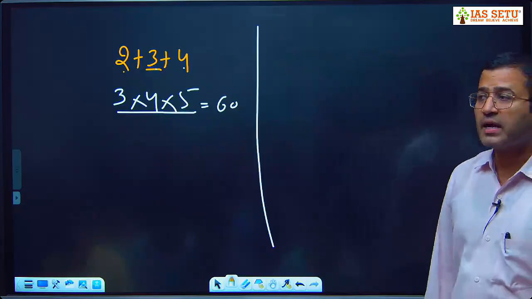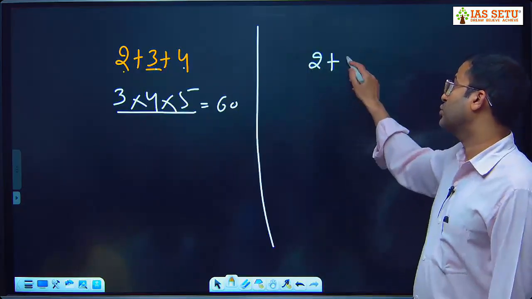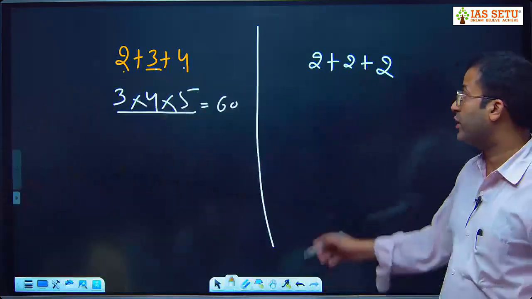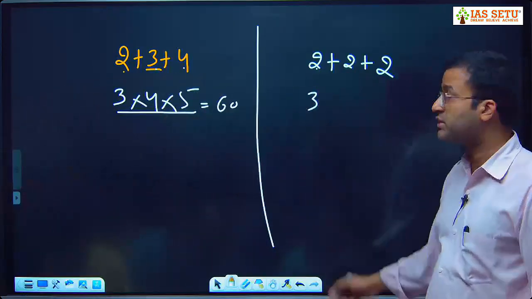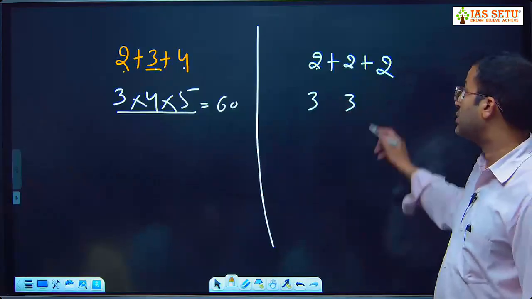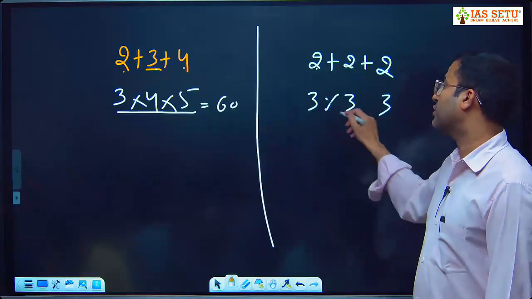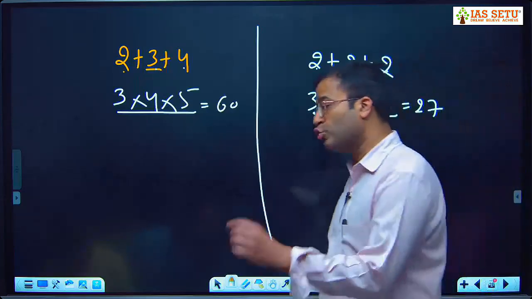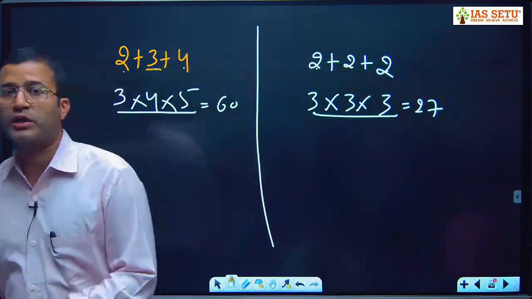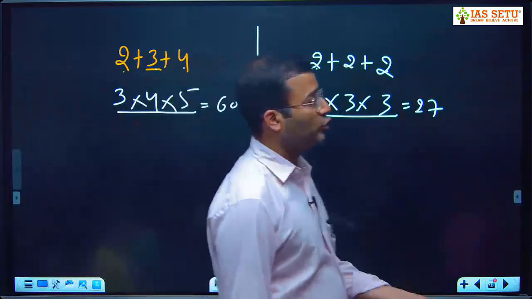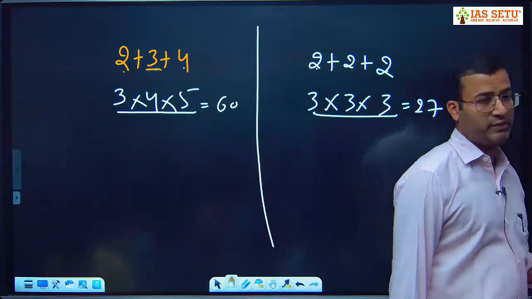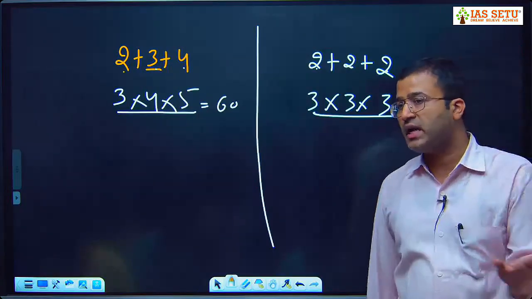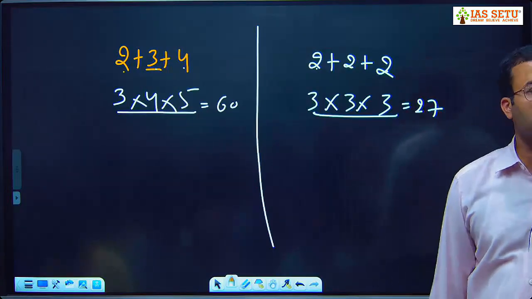If the examiner asks you to make 2 cuts on x, 2 cuts on y, 2 cuts on z, and the number of pieces is asked, what can you do? 2 cuts give you 3 pieces, 2 cuts give you 3 pieces, 2 cuts give you 3 pieces, 3 into 3 into 3, 27. So 2 cuts plus 2 cuts plus 2 cuts give you how many pieces? 3 into 3 into 3, 27. If the number of cuts is given and the number of pieces is asked, there is a direct shortcut. You add 1 and multiply.